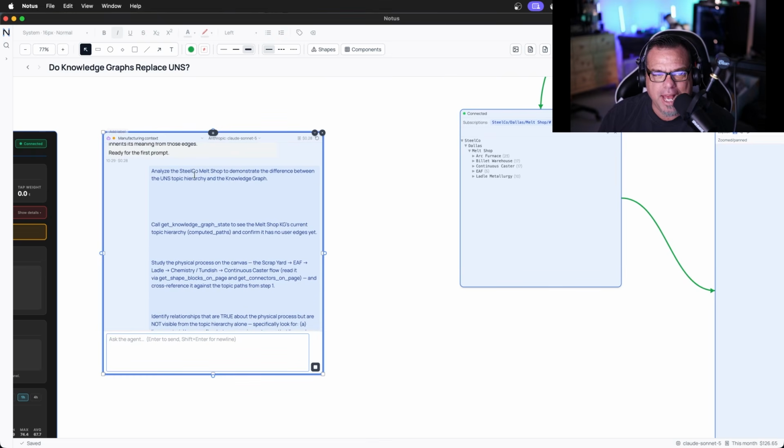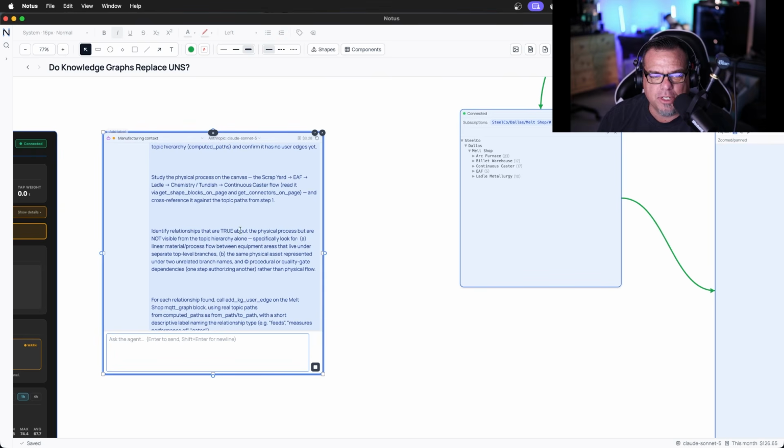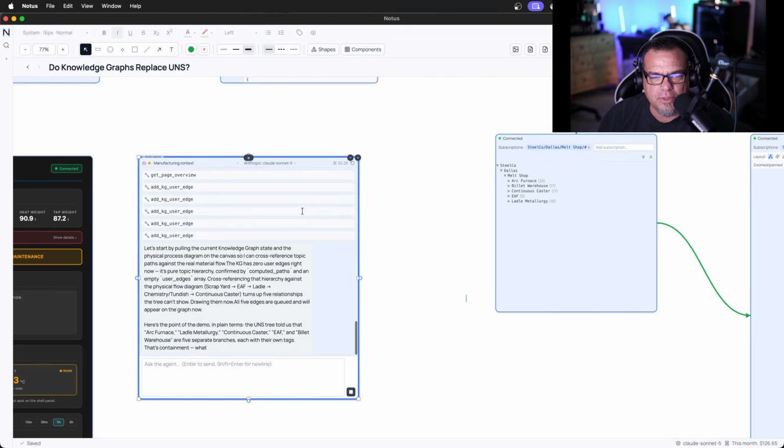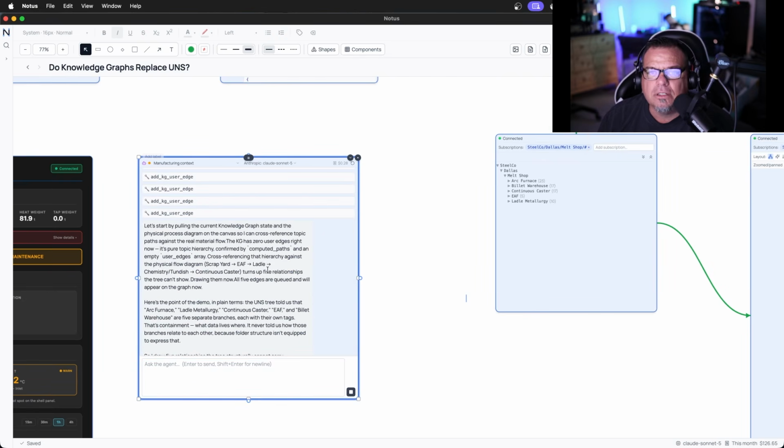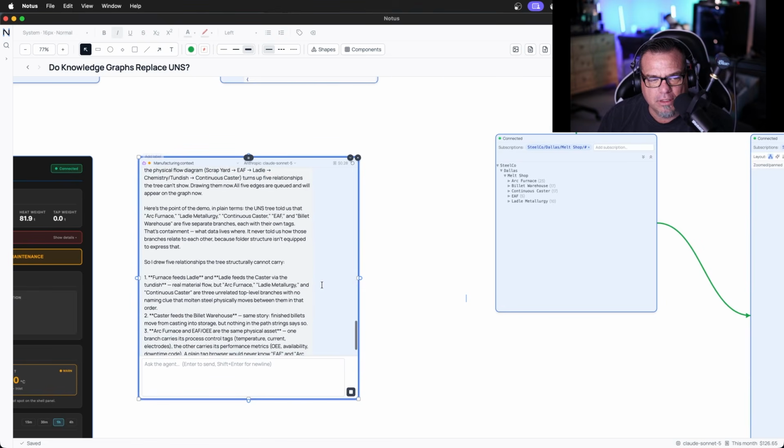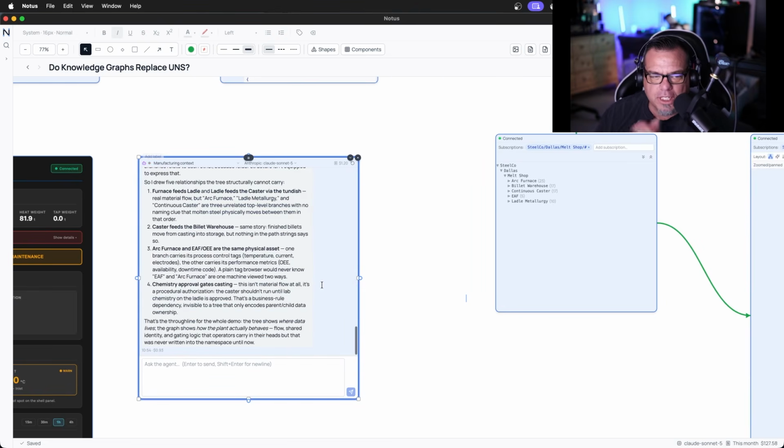I'm asking it to analyze the Steel Co melt shop. I want you to identify the relationships that are true about the physical process, but are not visible from the topic hierarchy alone. Okay, the agent's doing the analysis, and it is going to draw the relationships here. I'm going to explain the relationships in a second.